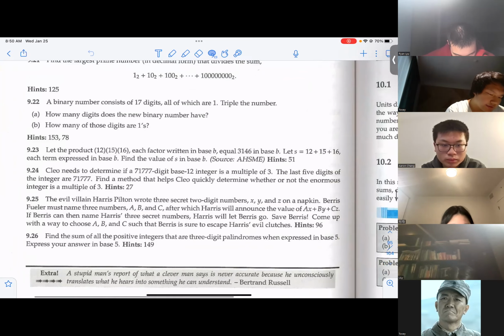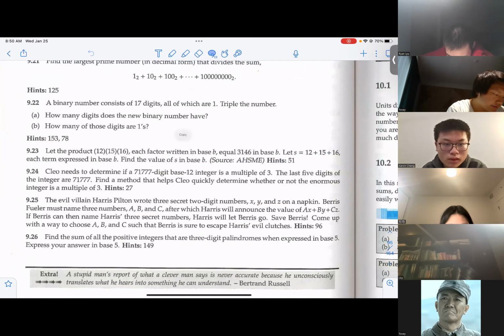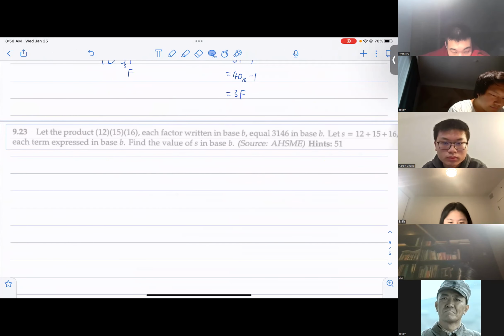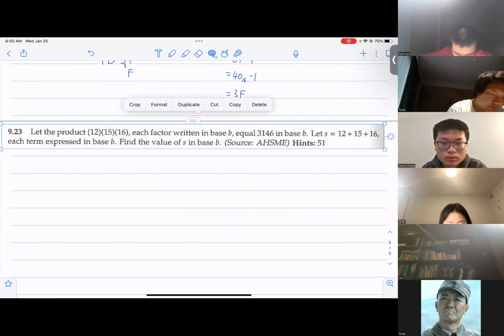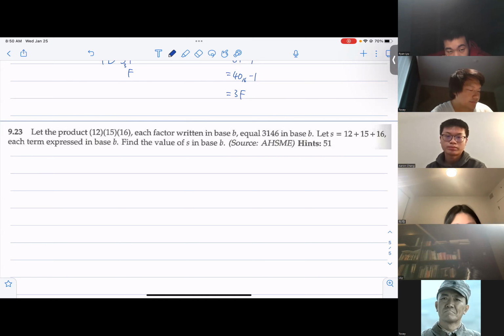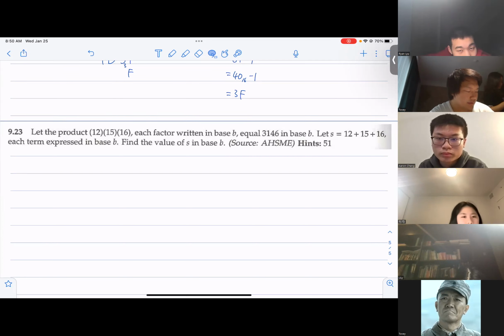Okay, let's just do this here, we have an AMC question. So this is for everyone. Let's try to do this, and then we'll have a look. So we have a product 12 times 15 times 16, each factor written in base B. And this equals 3146 in base B. And S is 12 plus 15 plus 16, each term expressed in base B. Find the value of S in base B.